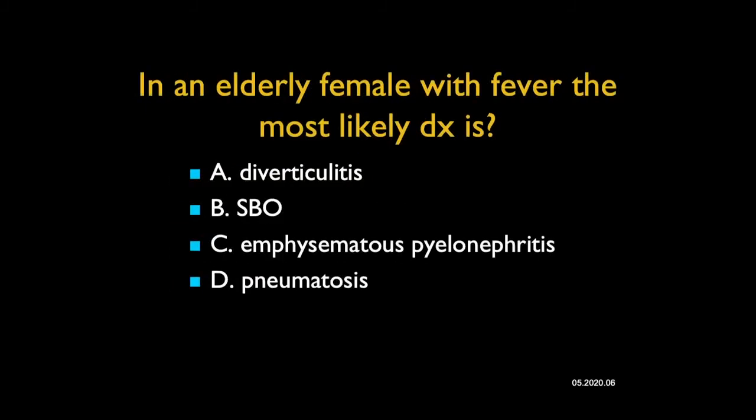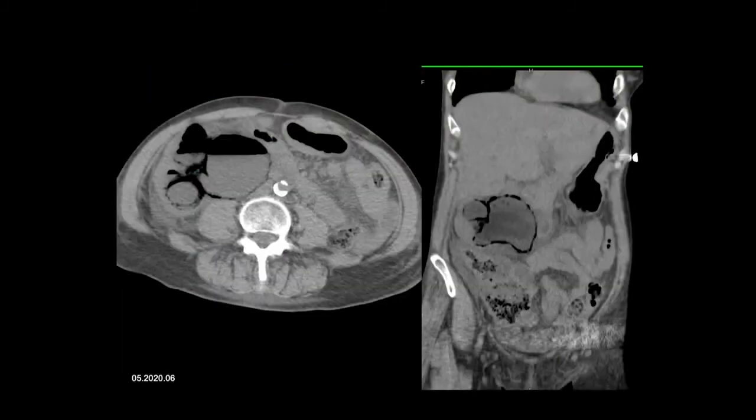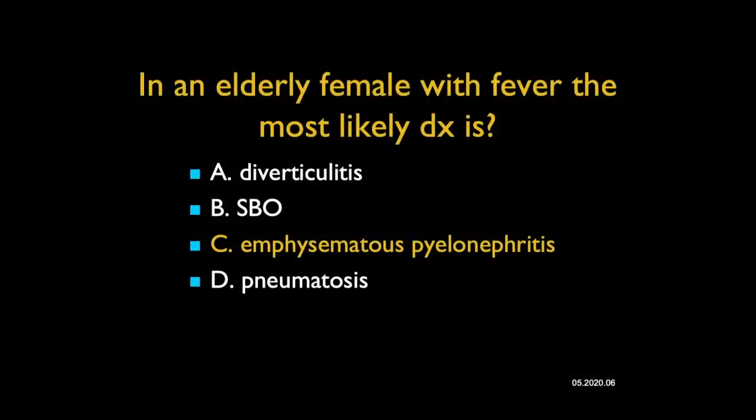Elderly female with fever, the most likely diagnosis. At first glance, you see what looks almost like a fish in the right side of the abdomen, and then you're first going to think this looks like pneumatosis. Then you realize when you look at all the images, it's the kidney, it's not the bowel, so it's not diverticulitis, and it's not pneumatosis, and it's not bowel obstruction. This was emphysematous pyelonephritis, just a beautiful example of that entity.